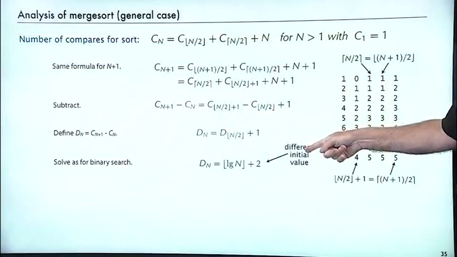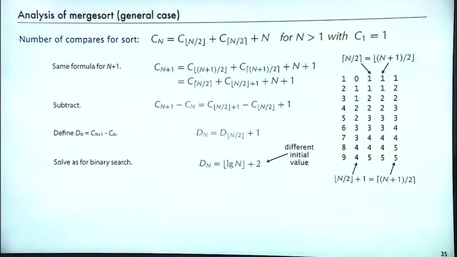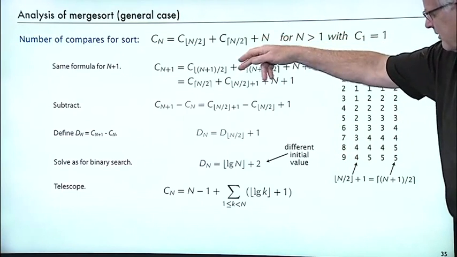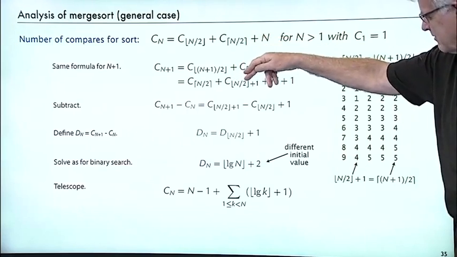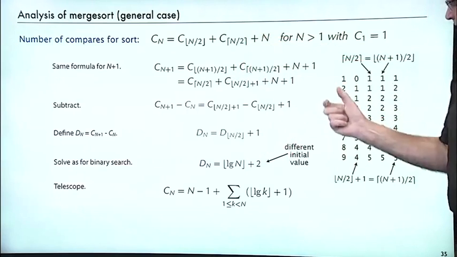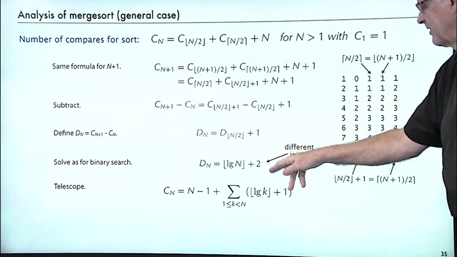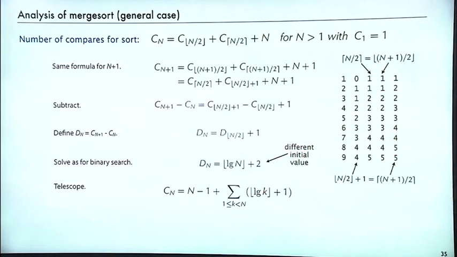It has a different initial value, so the solution is d sub n equals floor of log base 2 of n plus 2. And then telescoping that one, so that's c sub n plus 1 minus c sub n is equal to that. So c sub n plus 1 equals c sub n plus that, so that immediately telescopes to give this sum.